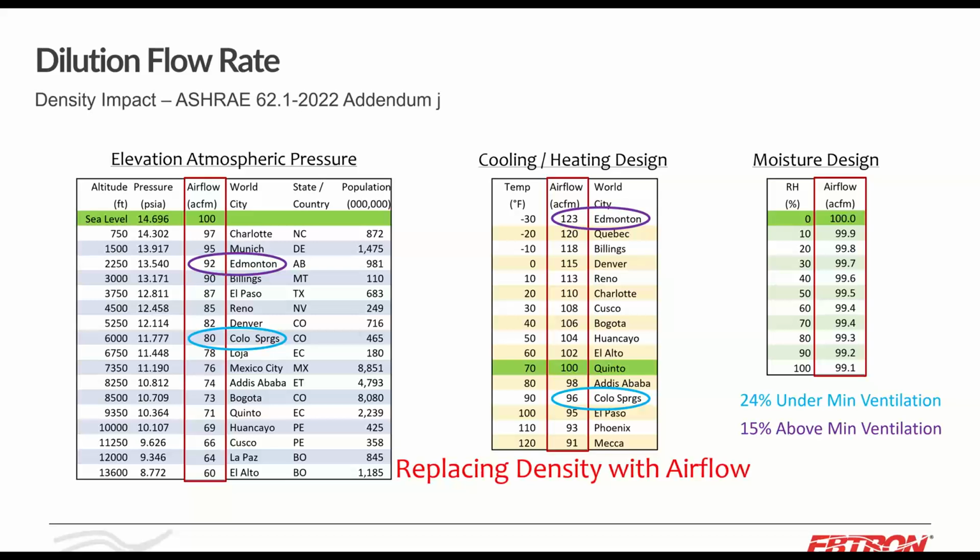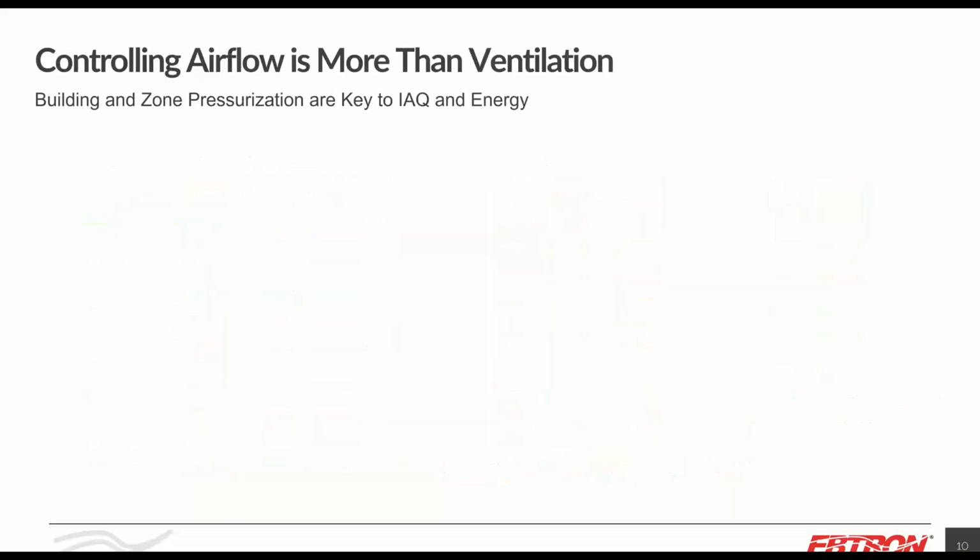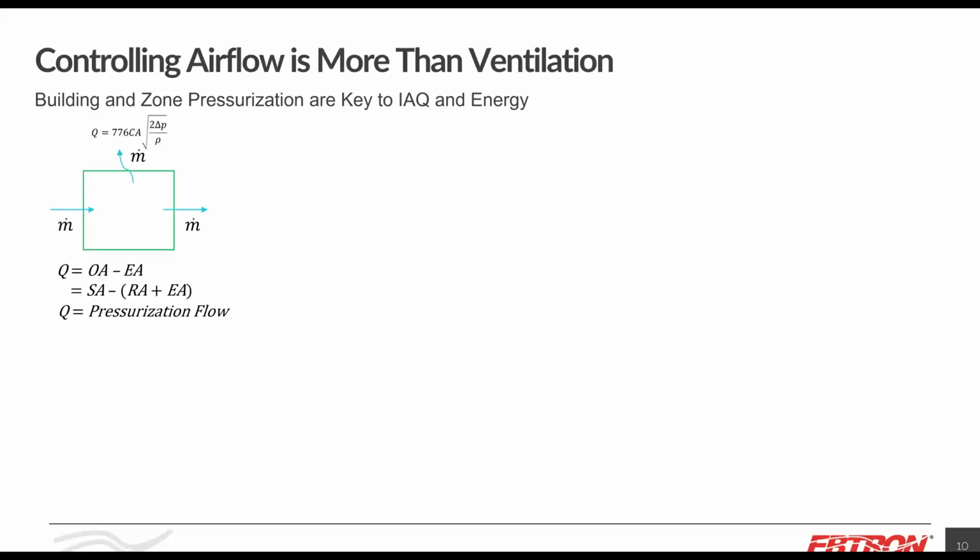So it's a lot more expensive to heat up cold air than it is to cool down air to room temperature. So you can do some smart ventilation by maintaining whatever ventilation you want, whether it be minimum or something over minimum, by using this equation. But controlling airflow is more about ventilation. Here's pressurization equipment. Now, pressurization in a space or in a building is the difference of airflow rates.